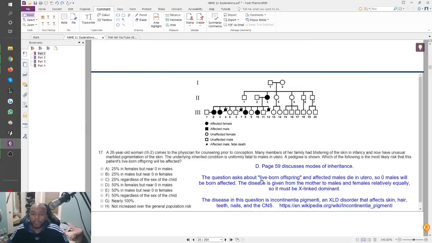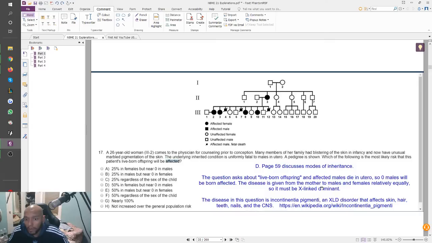Now, the question asks about live-born offspring, right? Which of the following is the most likely risk that this patient's live-born offspring will be affected? Very important thing to catch. Which means that they're basically saying that they're going to have a live-born offspring being either a male that didn't get anything or a female. Right? A female is going to be live-born even if they have the disease. But they want to know affected, right? So if a live-born offspring is affected, that means that they're definitely going to have a female, right? So 0 males will be born affected.